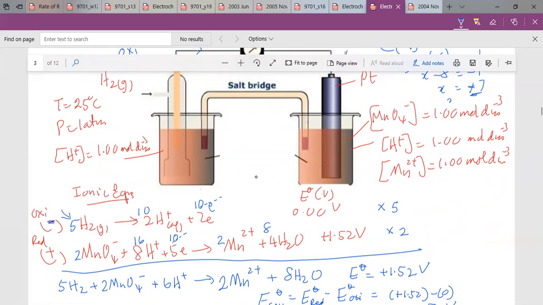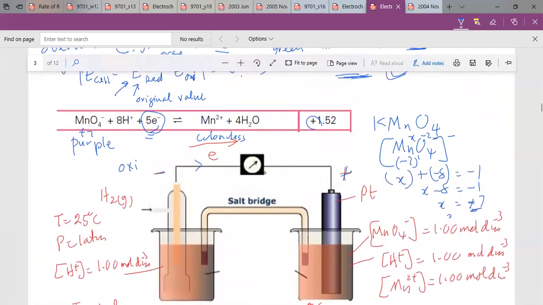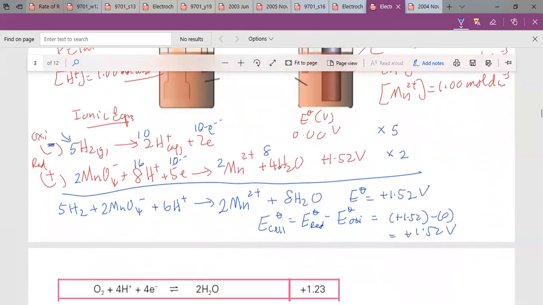Now, you go back and read again. I don't want to haggle too much. So originally we have 5 H2 gas becoming 2H plus and so forth. MnO4, same thing here. We don't have the 2-1. This part here, you just copy from here. This is the equation. So this one here.